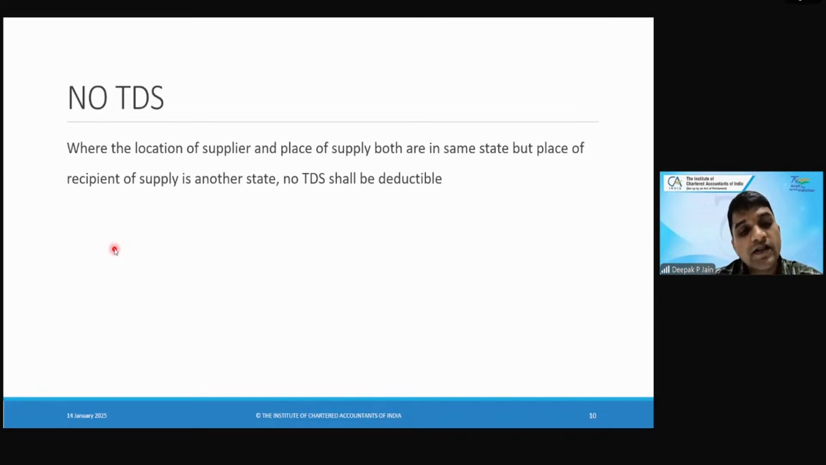Now, in this instance, if the location of supplier and place of supply are in different states, then we will still deduct the TDS. In that case, we will deduct IGST. Yes, sir. So if location of supplier and place of supply are in the same state, then we will deduct CGST and SGST TDS. And if they are in different states, then we will deduct IGST. Okay. So yes, Komal, you had something.